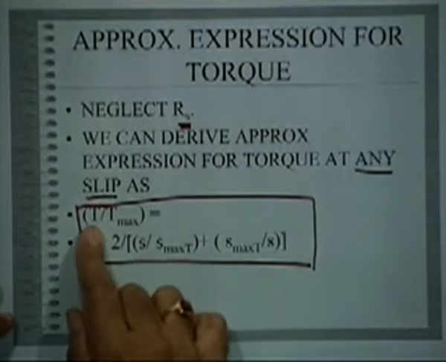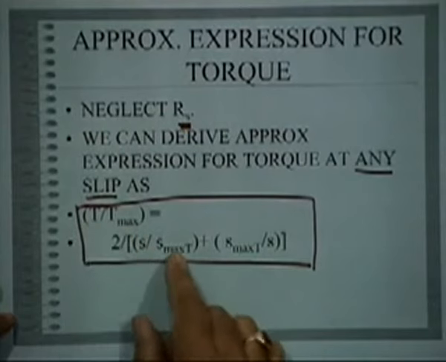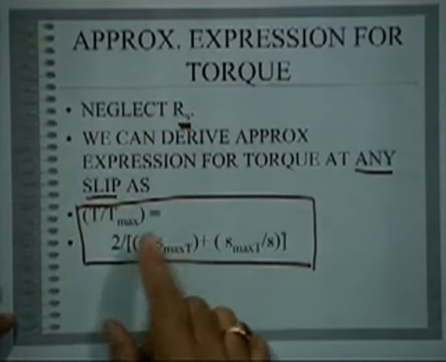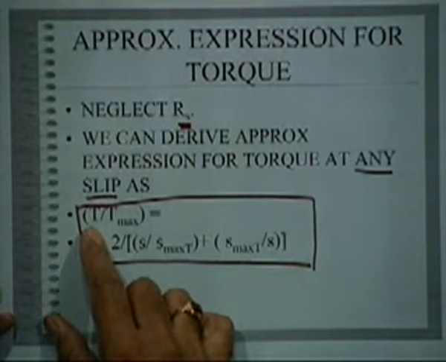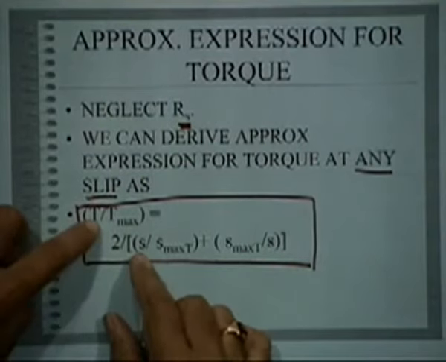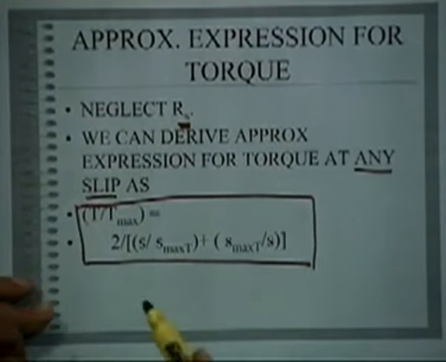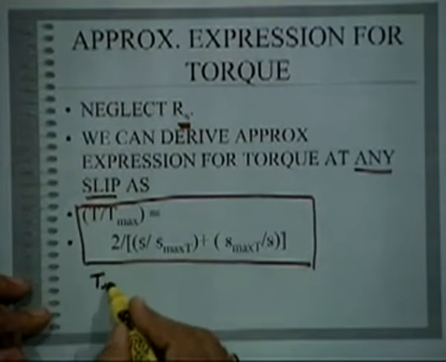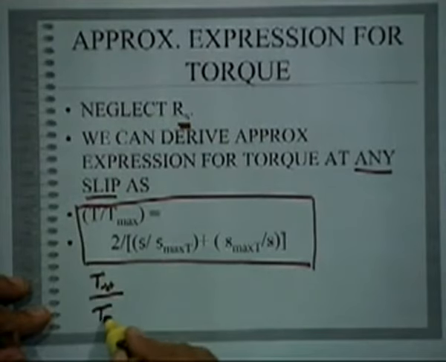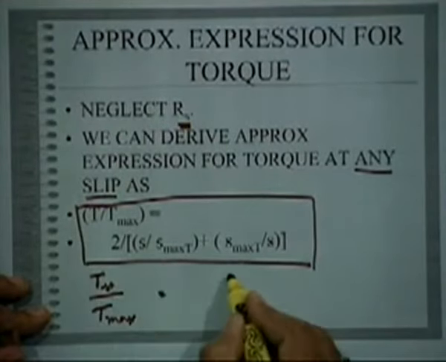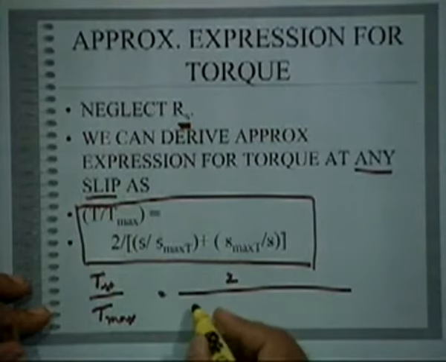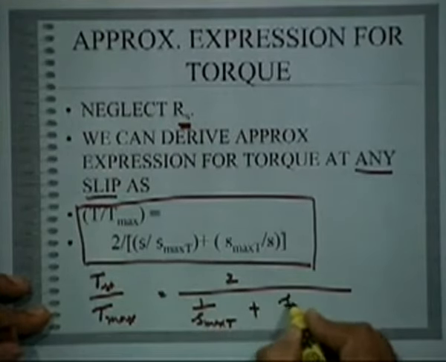That means so long as you know T max and S max, you can find out the torque at any slip, right? Torque at any slip can be obtained. Okay. And the torque at starting, you put S equal to 1. So starting torque over maximum torque will be 2 over (1/S max T + S max T).